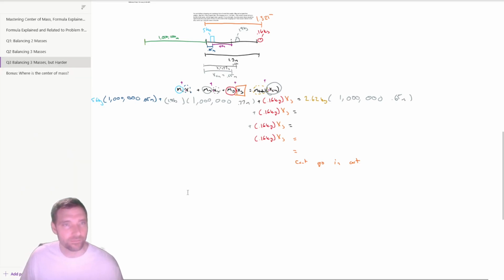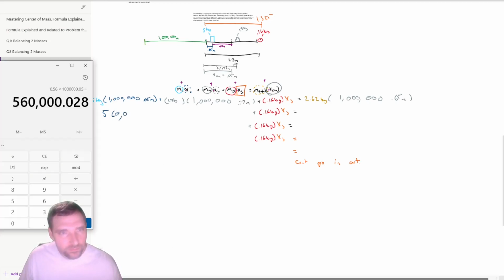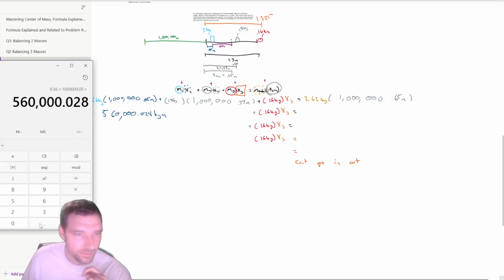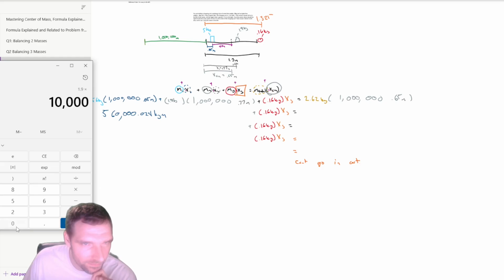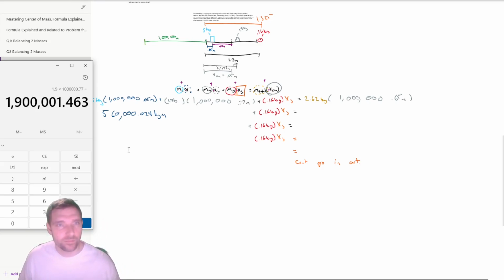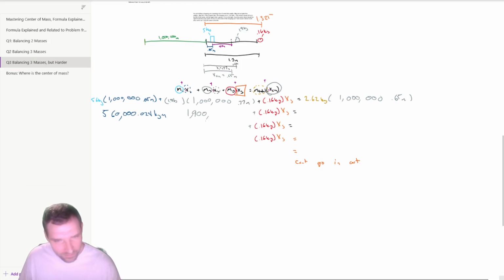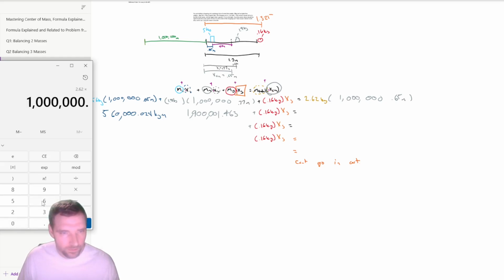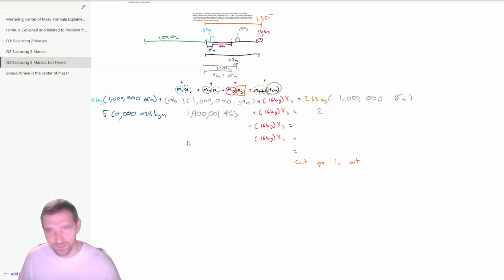Okay, so if we take this 0.56, we're going to times that by the 1 million 0.05, 560,000.02 8 kilogram meters. And then we've got our 1.9 times the 1 million 0.77, 1,900,001.463, and then we've got our 2.62 times the 1 million 0.65. Yeah, it's some big numbers.